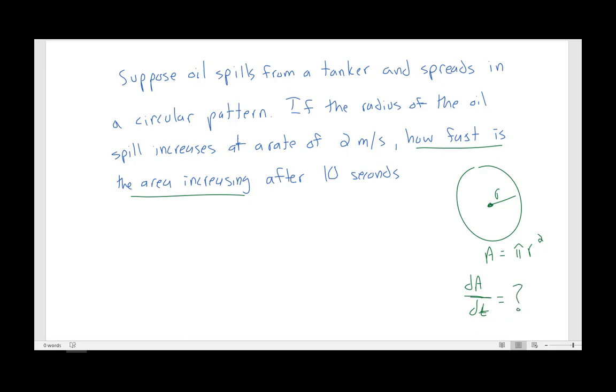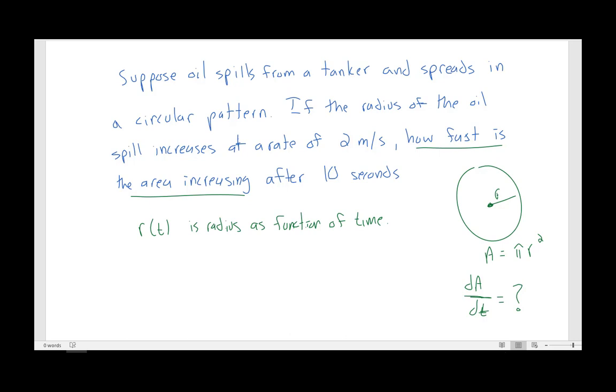The problem gives us information about how the radius is increasing as a function of time. We think of r of t as being an equation. This is the radius as a function of time. Now let's pretend we don't know what that is yet. We just know there's some equation that describes how radius changes over time.